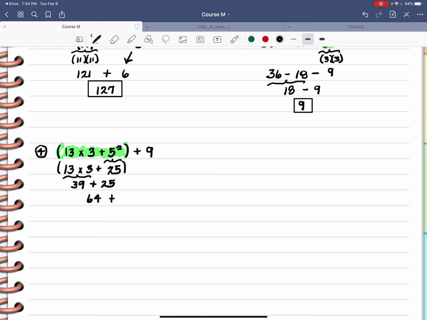And then I bring down the 9. Just drops down. Nothing changes. It just falls down there. And that looks like a simplified answer of 73.